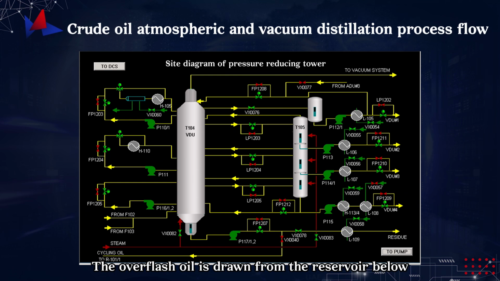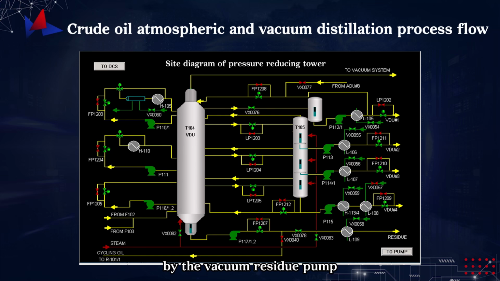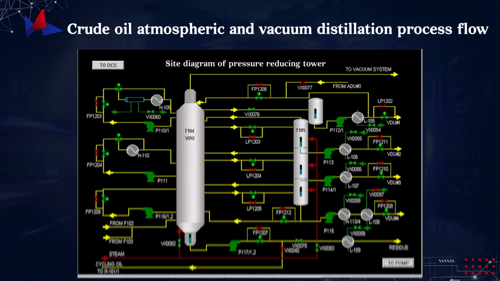The overflash oil is drawn from the reservoir below the fourth packing section of T104 by the overflash pump, pressurized, and returned to the bottom of the vacuum tower. The vacuum tower bottom residue at 390 degrees Celsius is pumped out by the vacuum residue pump, exchanged to 131 degrees Celsius, and leaves the unit.